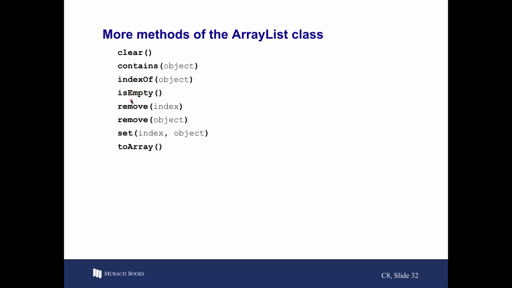isEmpty returns a Boolean value: is the array list empty or not? This is the same as testing for, is the array list.size equal to 0? You can remove an object, you can remove an element, you can update an element. So here you can take an element, maybe you've added something, you want to go back and change element 1 to something else, you can use that here. And then you can convert your array list to an array if you want to do that.